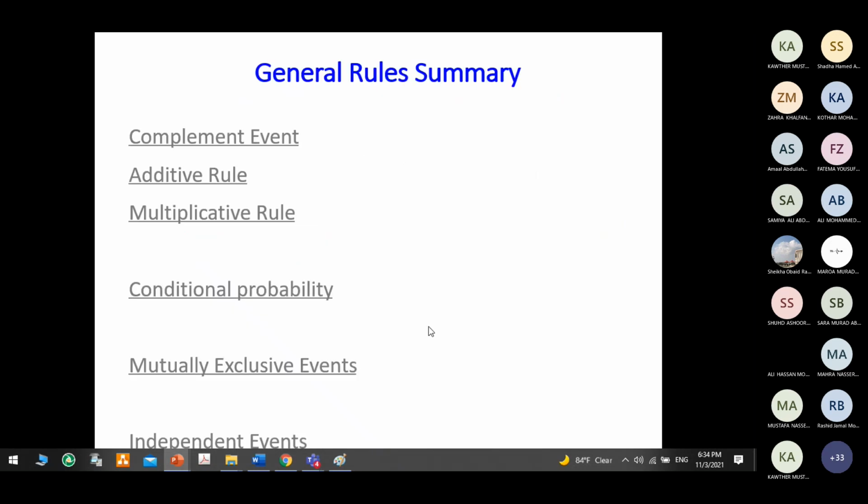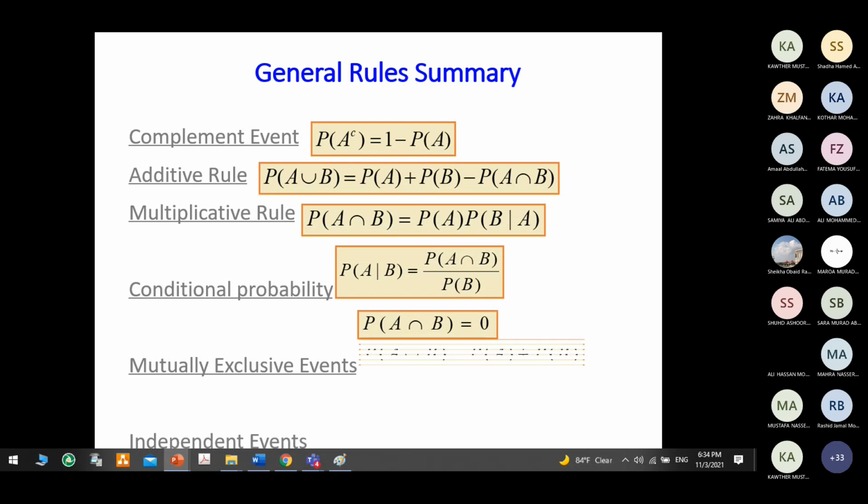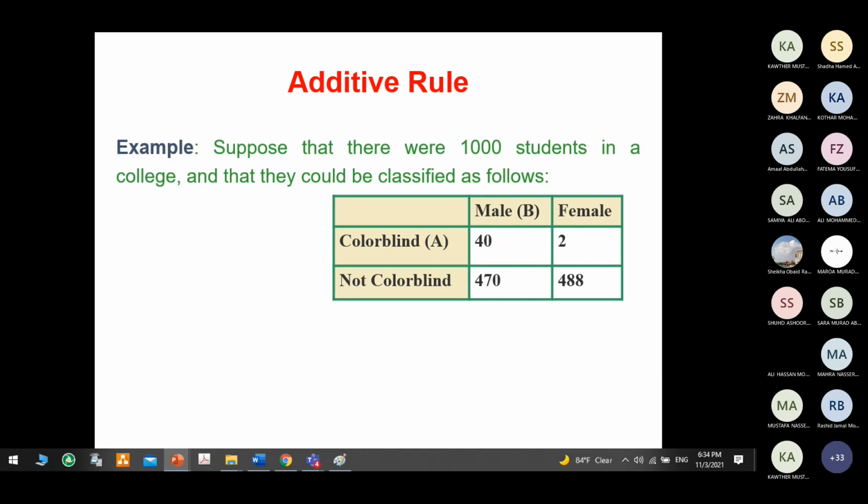Using this rule. If I put these rules together, complement, additive rule, I discussed the multiplication rule, conditional probability, we have different rules, we just discussed them. I will use them in examples as you can see here. See this example. Have a look. Suppose, this is the additive rule.